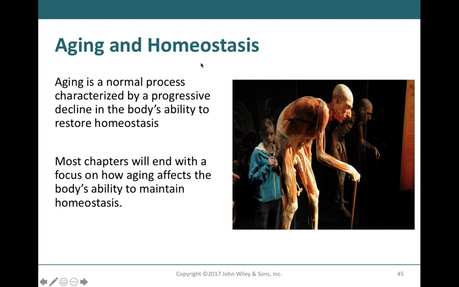So lastly, to sum up our first chapter here is aging and homeostasis. Aging and homeostasis is going to be a theme that we're going to stick to throughout our classes. Aging is normal. This, of course, is going to happen to all of us. We're all going to have to age. And as we age, there is going to be a constant progressive decline in our body's ability to maintain homeostasis and restore homeostasis when there are deviations from homeostasis. So it's important to keep this in mind as we go on. Most of our chapters are going to be touching on how all of these things that we have are going to be functioning a little less efficiently as we get older.